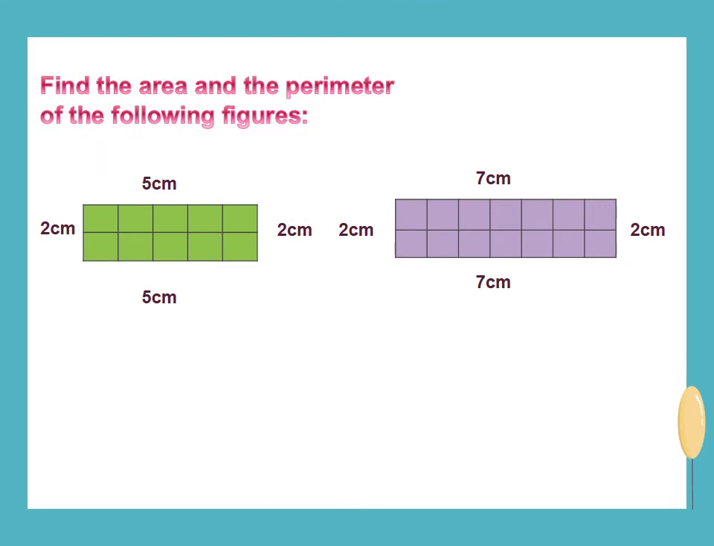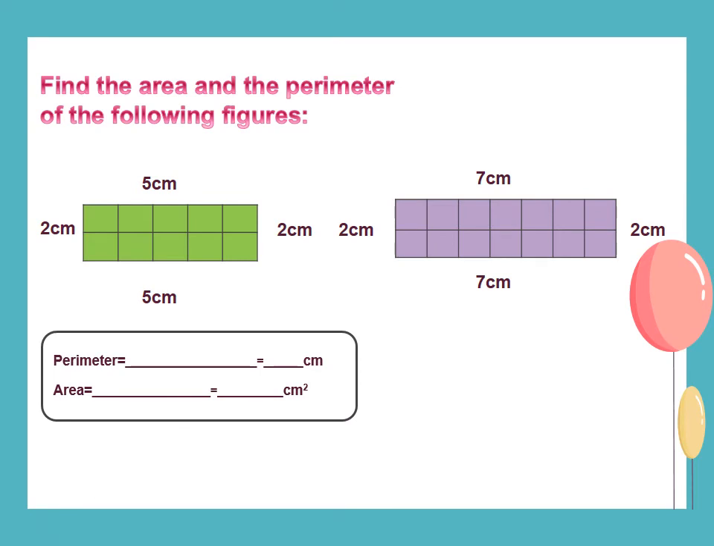Question to know the area and the perimeter. Here we have two rectangles. The length of each side is written here. Here we have 5 cm and 2 cm. We want the perimeter. The perimeter will be 2 plus 5 plus 2 plus 5, all the sum of the length of the sides. 5 plus 2 plus 5 plus 2 equals 14 centimeters.